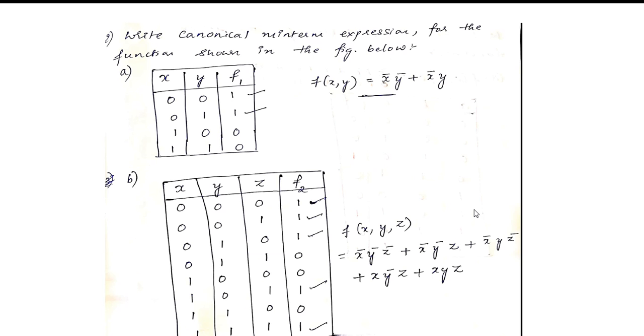Now look at this example. All the problems that are to be solved here are chosen from your question papers, so these are very important examples. See here, what is asked? Write canonical min-term expression for the function shown in the figure. So here the truth table is given. For this truth table, you need to write the canonical min-term expression. Canonical min-term expression means you need to consider logical one output among the truth table given, and for that you need to write the equation.